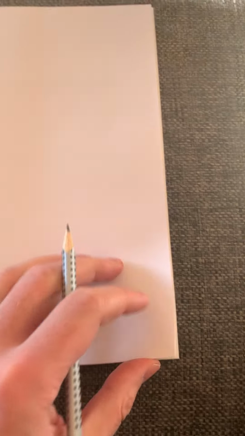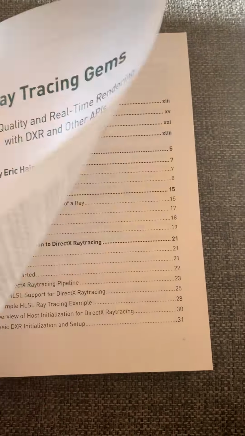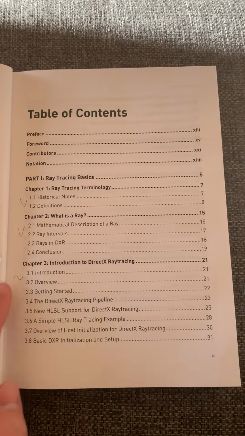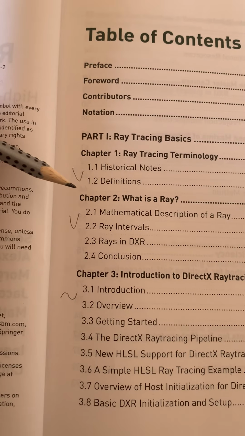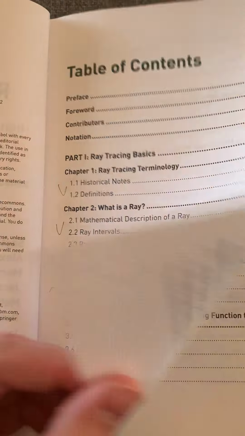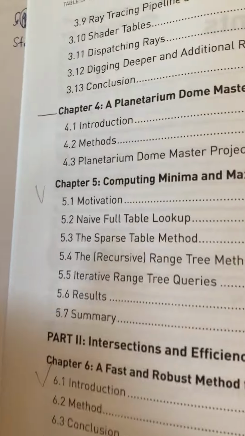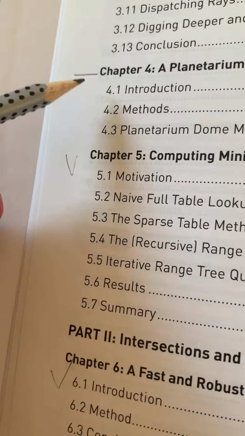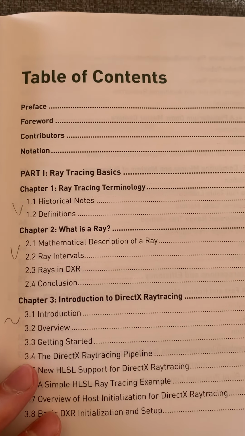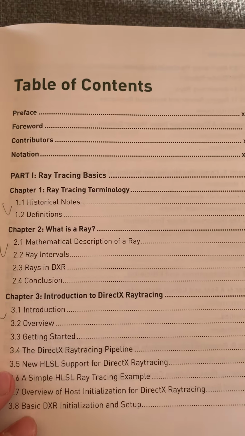Now I'd like to do a quick review, just go over the table of contents and talk about each chapter. I use this check mark if the chapter is good, this wavy mark if the chapter is average, and this line if I skipped the chapter because I was not very interested in it. Okay, chapter 1, Ray Tracing Terminology, is an introduction to some terminology.